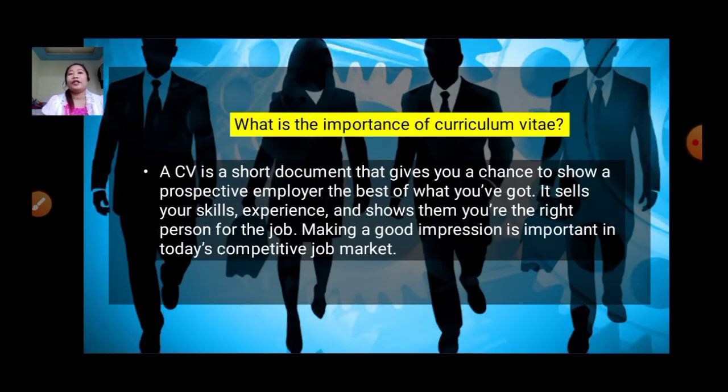So what is the importance of a CV? A CV is a short document that gives you a chance to show a prospective employer the best of what you've got. It sells your skills, experience, and shows them you're the right person for the job. Making a good impression is important in today's competitive job market. In your CV, you have to highlight your academic achievements and credentials. It is also a complete background of your educational career.